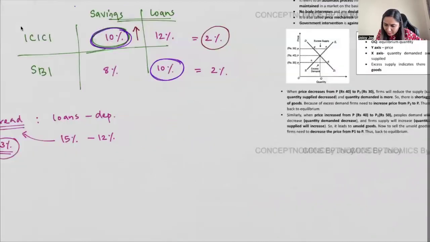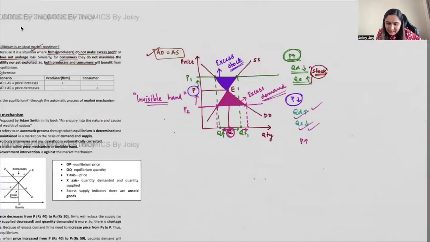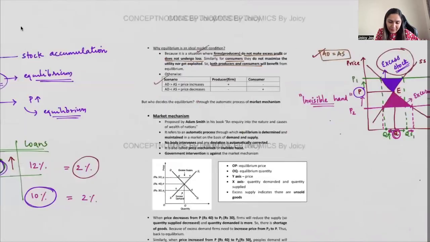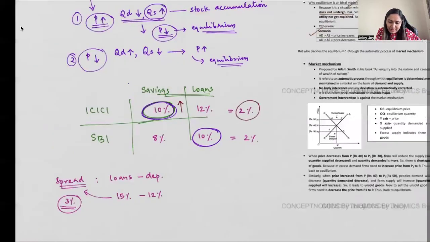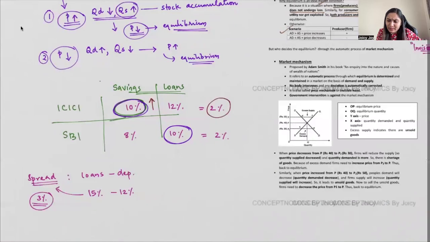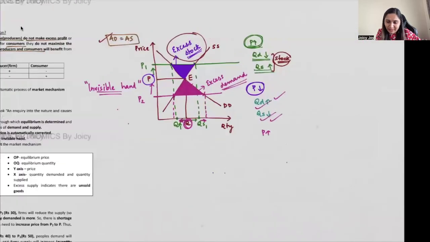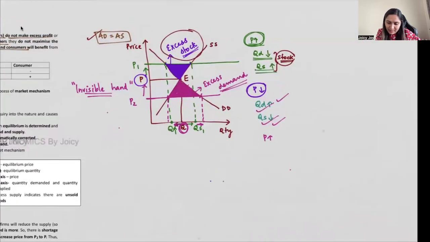So this is similar to what we have explained here. That is, it will lead to an excess stock creation of deposits in ICICI. So come back here. Because of the excess stock creation, what will ICICI do? The same thing. When there is a stock creation, they will reduce the price.